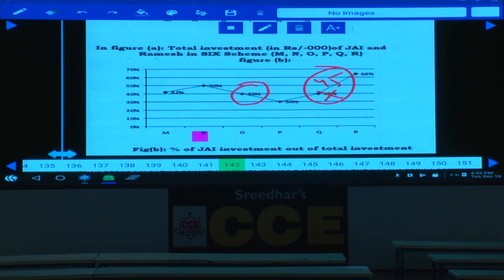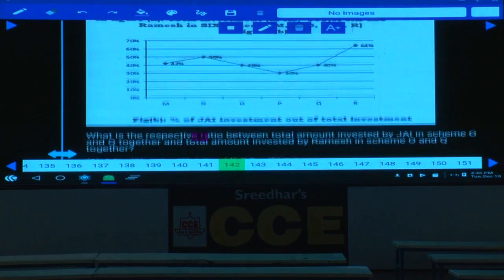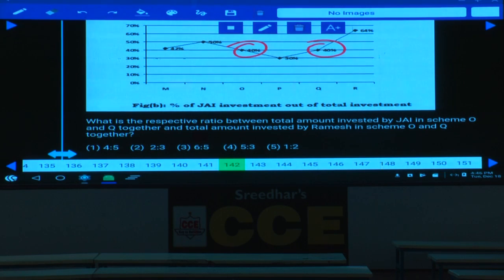So, in O, J is getting less, and in Q also J is getting less. So, on total also J should get less. So, answer second option. Followed? Right. Kakpote, the advantage here is both the values are 40%, 40%. So, on total also J is getting 40%, remaining 60% goes to Ramesh. So, ratio becomes 40 and 60.